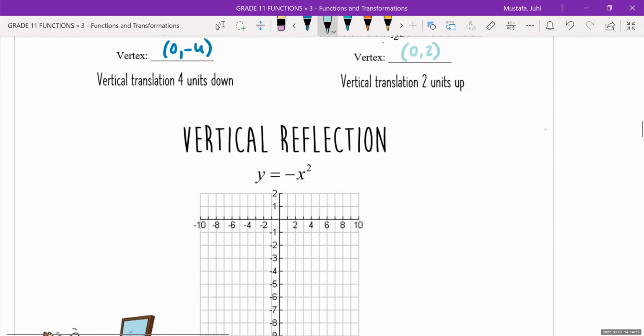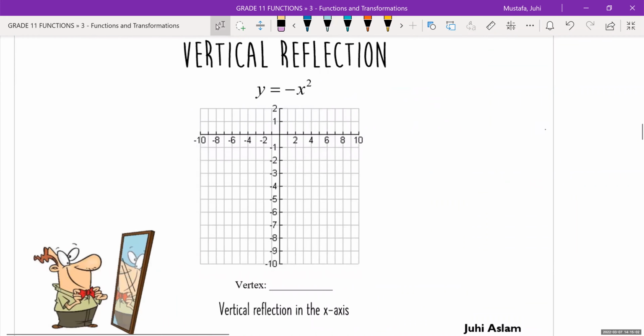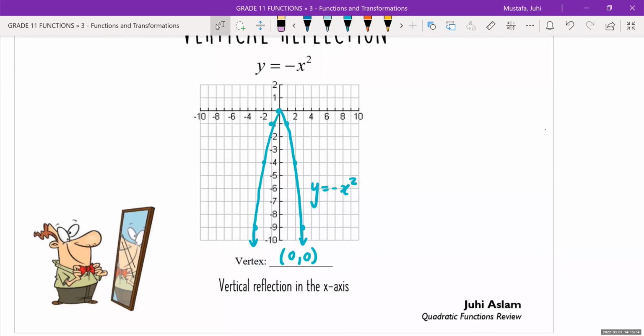What does this mean when we're actually graphing? Well, we're still going to start at 0, 0 for our vertex because there is no shift to the side or up or down. But now instead of going 1 to the right, up 1, we're just going to go 1 to the right, down 1. So 1 to the right, down 1, 1 to the right, down 3, 1 to the right, down 5, and then do the same thing on the left-hand side. And that's a vertical reflection in the x-axis.